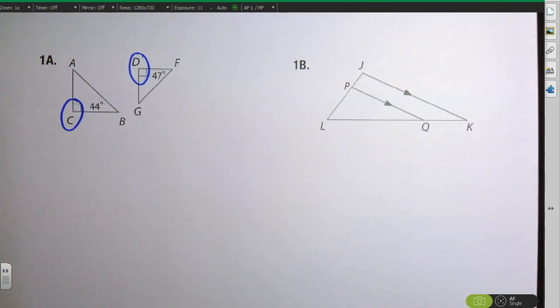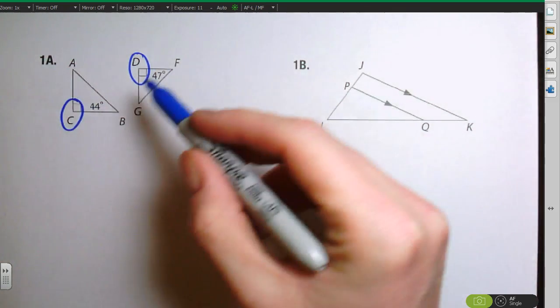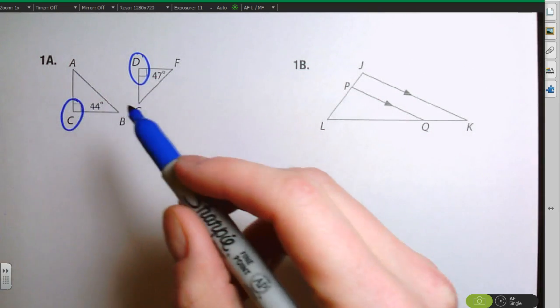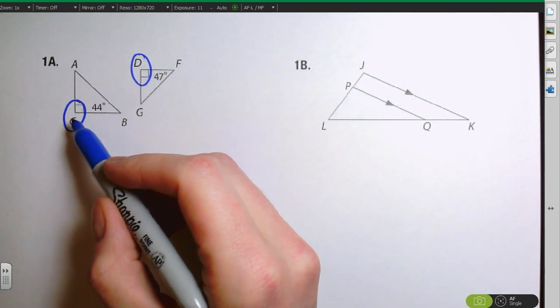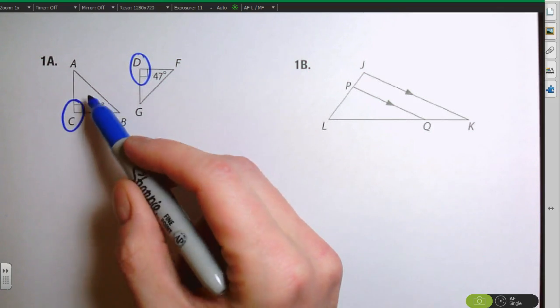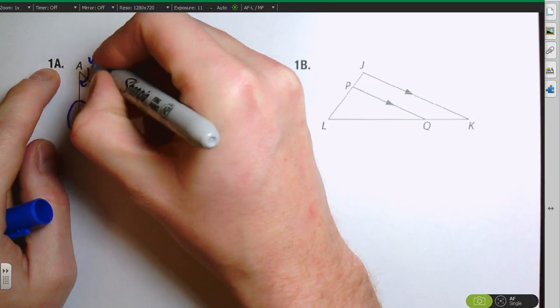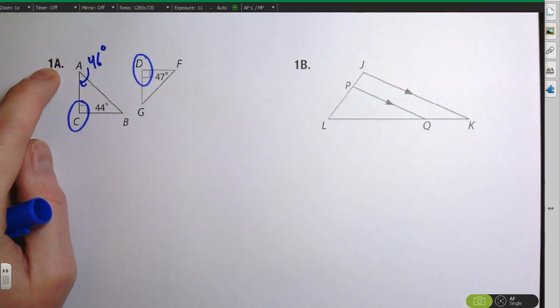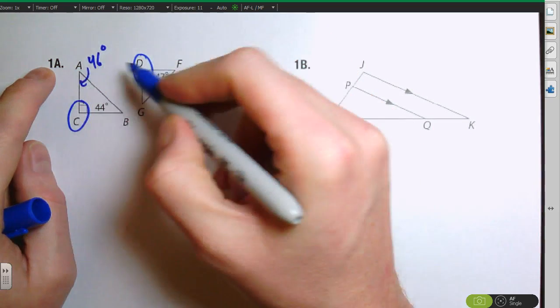One's 44, one's 47. But what we need to do is check to see, wait a minute, what about A and G? Because this is a right triangle, maybe those guys aren't congruent, but A is maybe congruent to F or B is congruent to G. Well, these are right triangles, so we already have 90 degrees taken up. So it means there's only 90 degrees left for A and B. And if this is 44, that means that A has to be 46 degrees, which does not match with F at 47. So no, actually they're not similar because those aren't congruent.